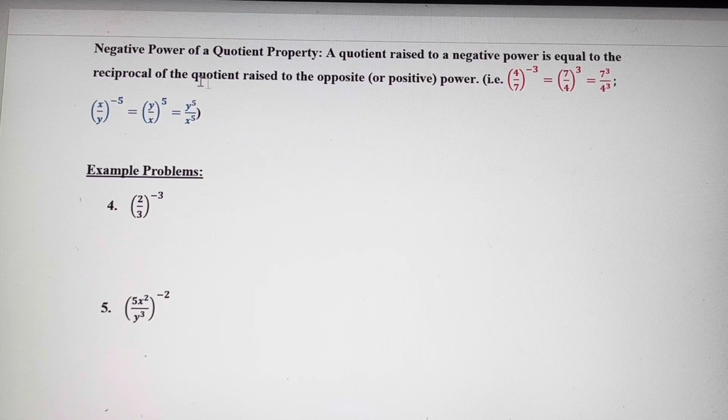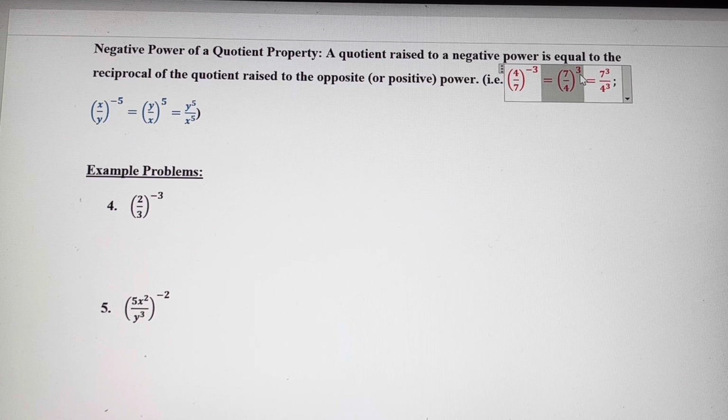All right, so here we've got a negative power of a quotient, and the property's a little different. Remember, when we had a negative exponent with just a singular base, we would move it to the other part of the fraction to make that exponent positive, okay? So if we've got a quotient raised to a negative power, we're going to take the reciprocal of that quotient and raise it to the opposite power, or the positive power. So notice 4/7 to the -3rd is equivalent to the reciprocal, so we're going to flip that fraction 4/7, make it 7/4, and that changes the exponent from a negative to a positive, okay?